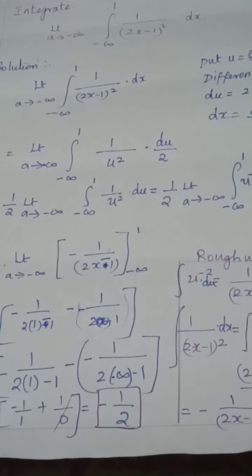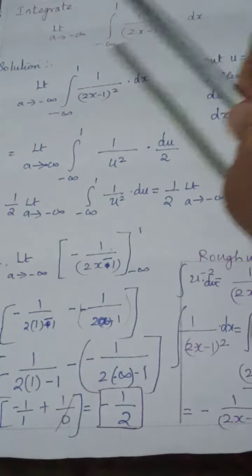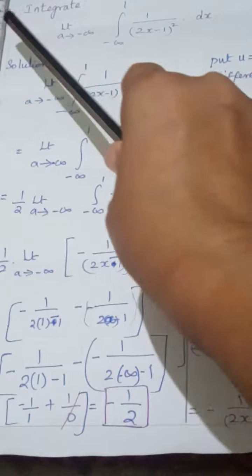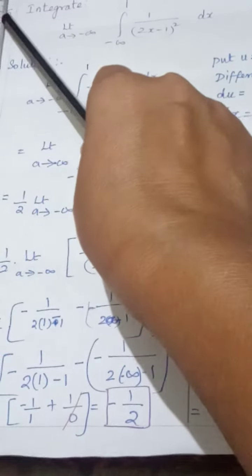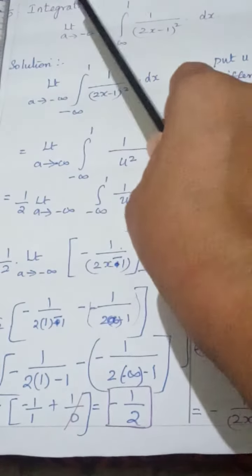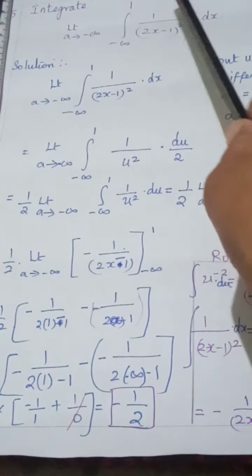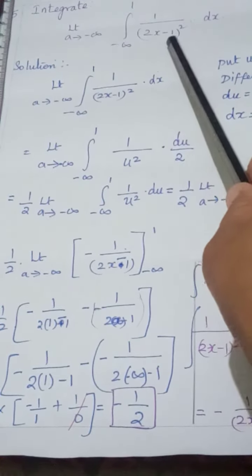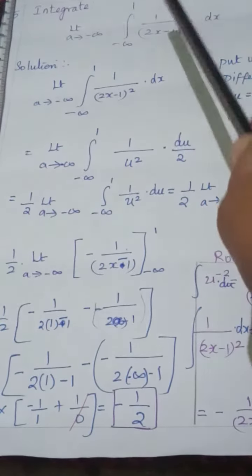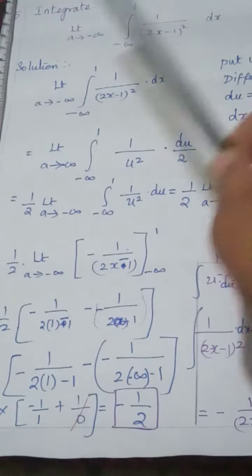Now we are going to see the fifth problem. Fifth one: evaluate the limit as a tends to minus infinity of the integral from minus infinity to 1 of 1 divided by (2x minus 1) the whole squared dx. We have to solve for the value.